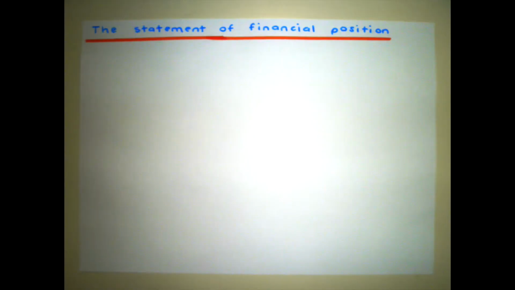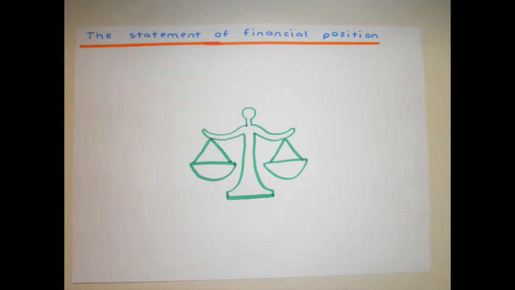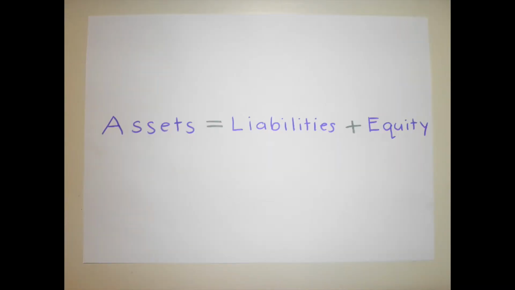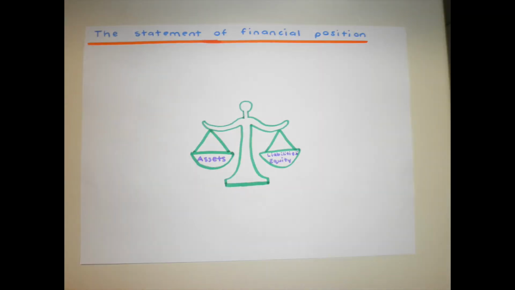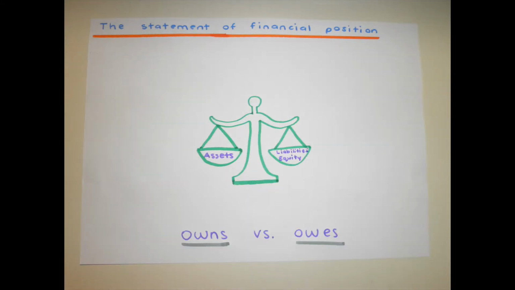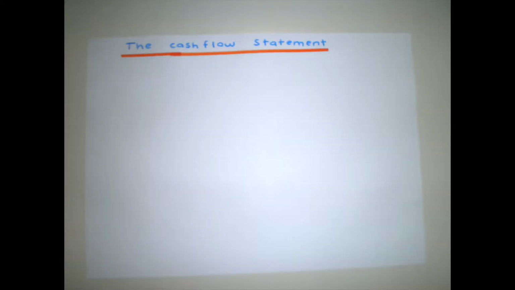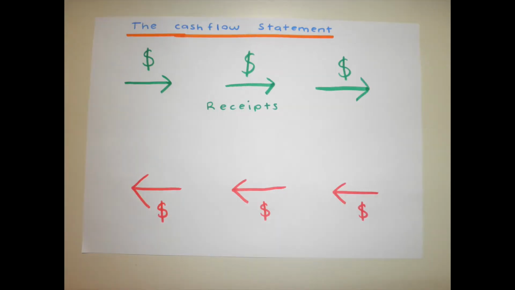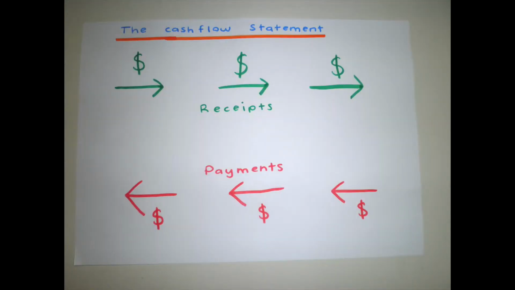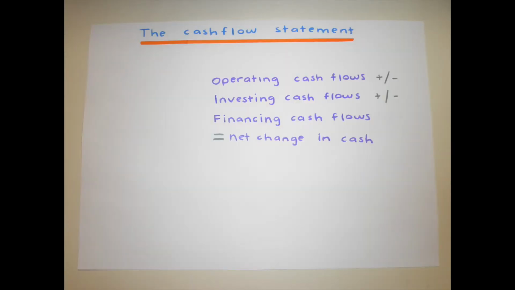The statement of financial position, commonly known as the balance sheet, is a formal listing of the accounting equation as of the last day in the financial period. It reports all assets, liabilities, and owner's equity, what the business owns versus what the business owes. The cash flow statement reports cash inflows and outflows, or receipts and payments, for the same period covered by the other financial statements, and groups these into 3 types of business activities: operating, investing, and financing.